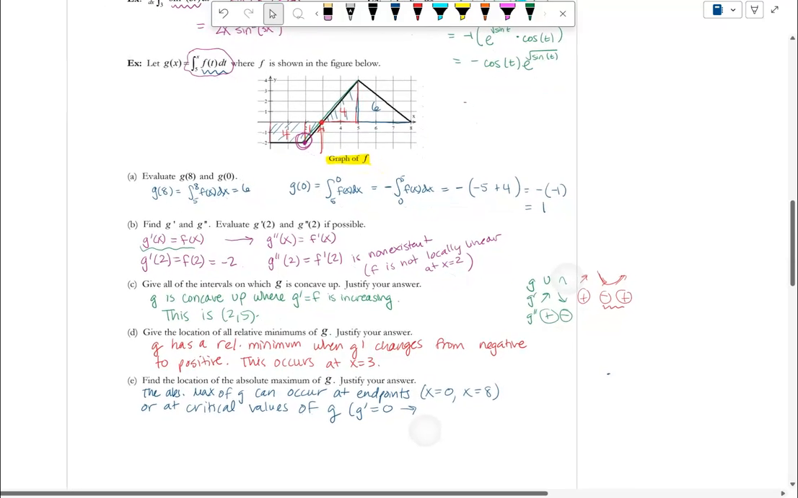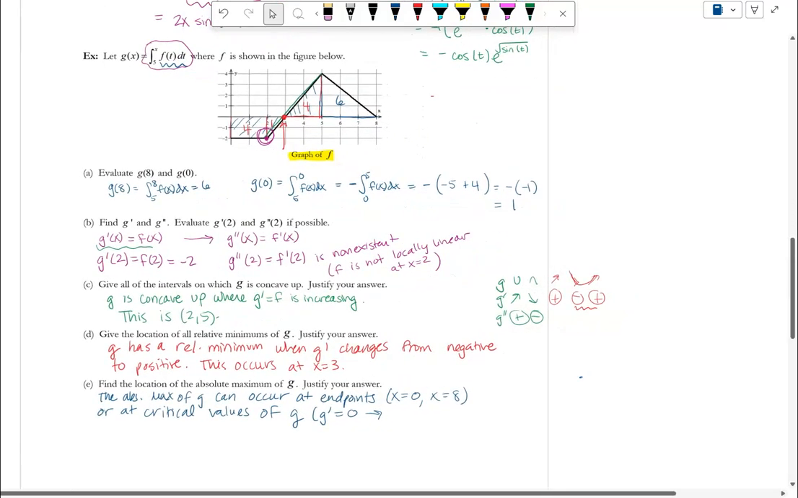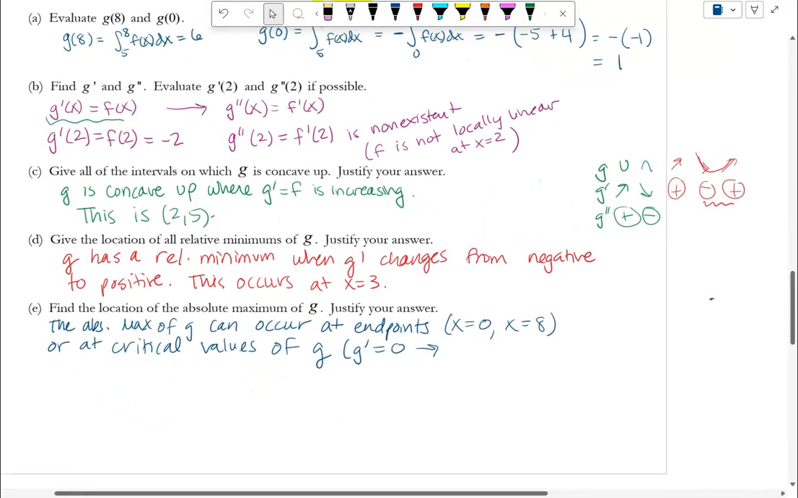So g prime is f, and f is never undefined on this closed interval from 0 to 8. But f does equal 0 twice, once at x equals 3 and once at x equals 8, but x equals 8 we said is also an endpoint of the interval. So g prime equals 0 when x equals 3.